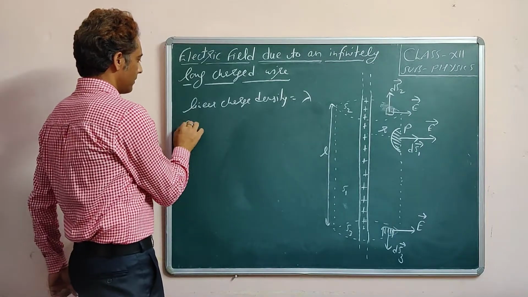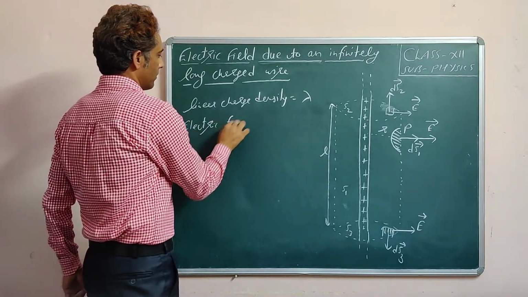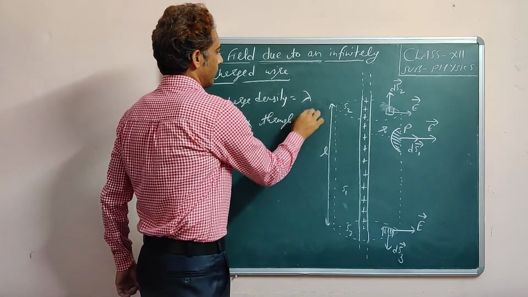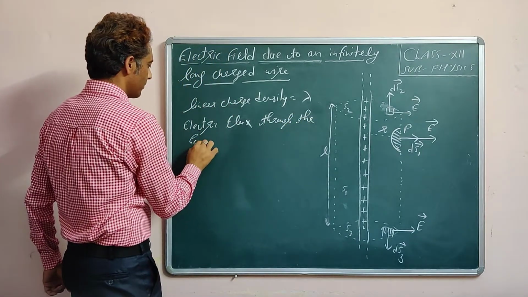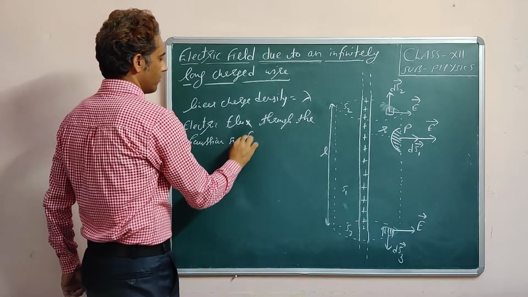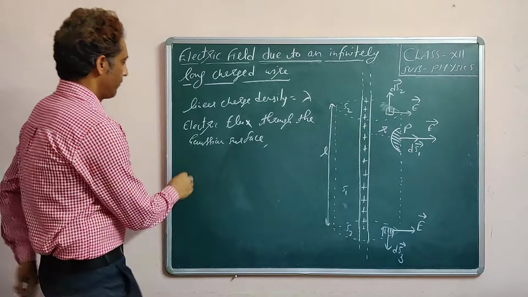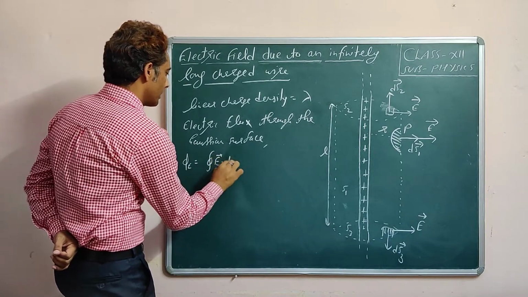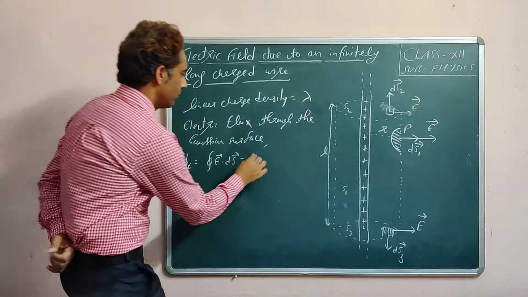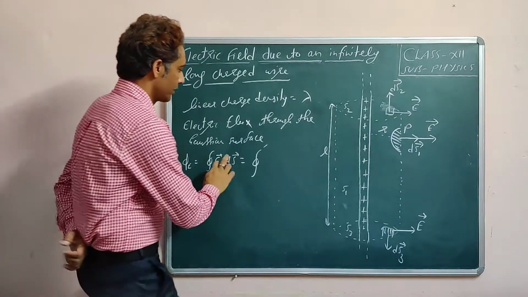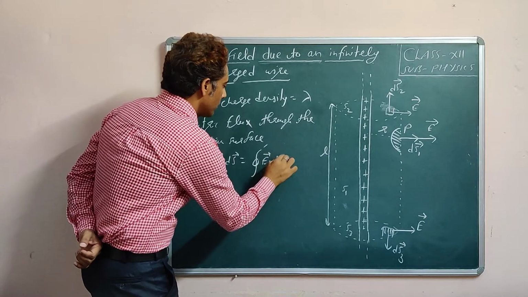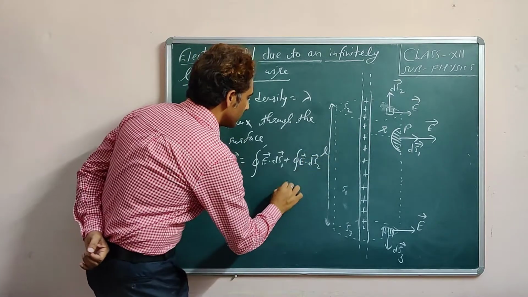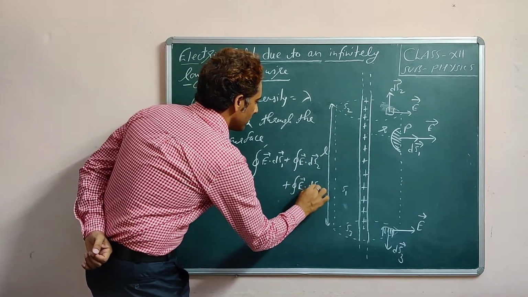So electric flux phi through the Gaussian surface is equal to surface integral of electric field, that is equal to, now it will be sum of three terms, E dot ds1 plus E dot ds2 plus E dot ds3.